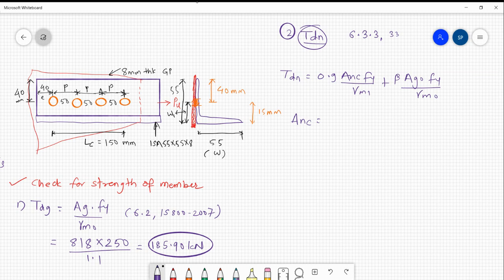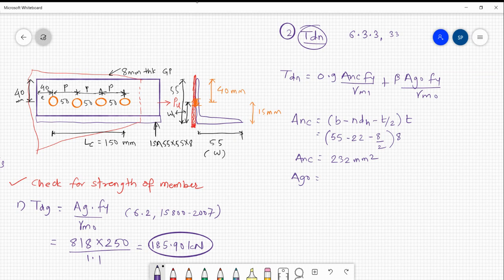This is net area of connected leg. This is given by B minus NDH minus T by 2 into T. So B is leg length 55 minus number of bolts visible in cross section 1 into diameter of hole 22 minus thickness of angle 8 divided by 2 multiplied by 8. So from here you will be getting ANC value, 232 mm square.